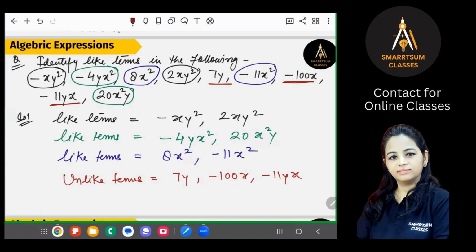Is that clear? So in this way, we can identify which are like terms and which are unlike terms within the given expression or within the given set of algebraic terms. So I hope you have understood this.